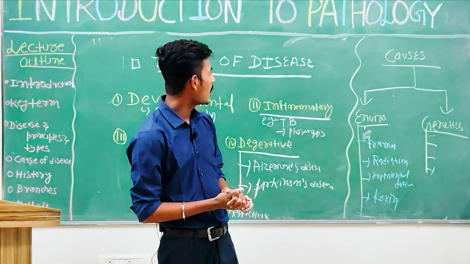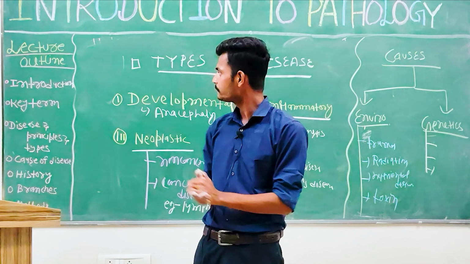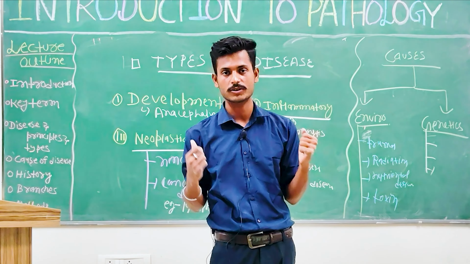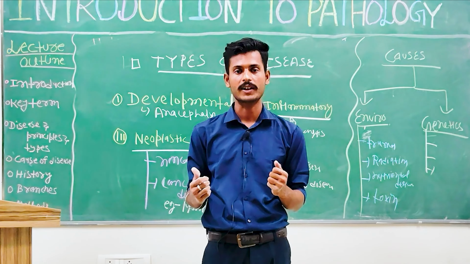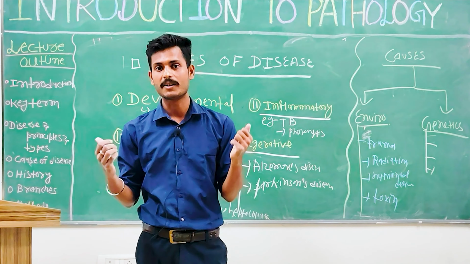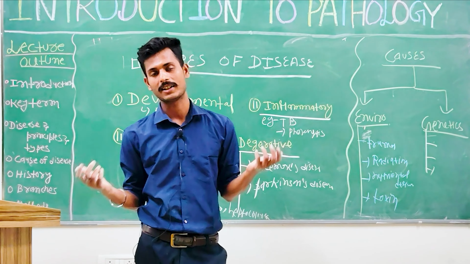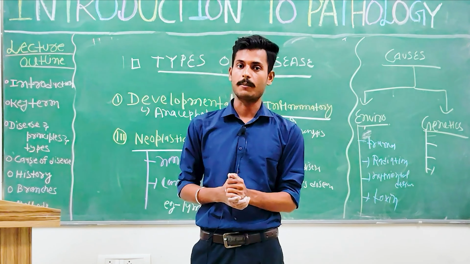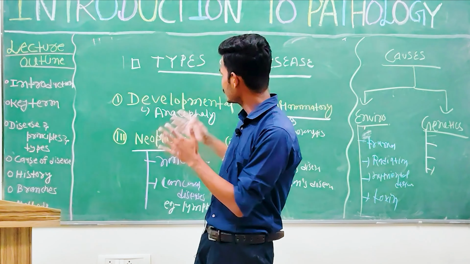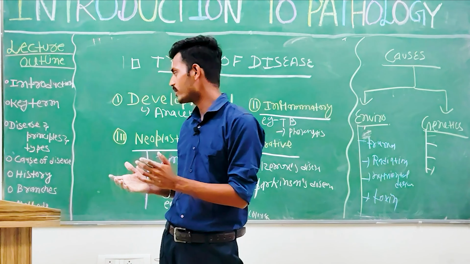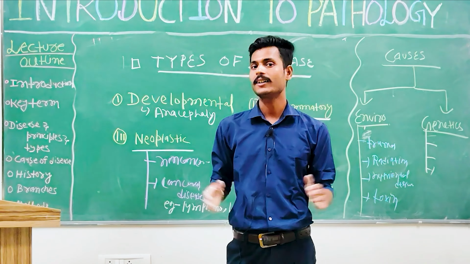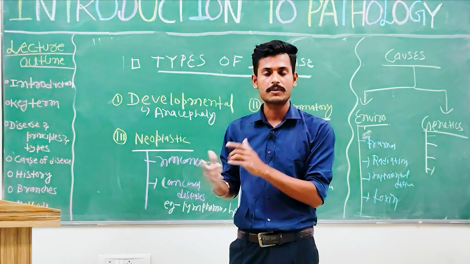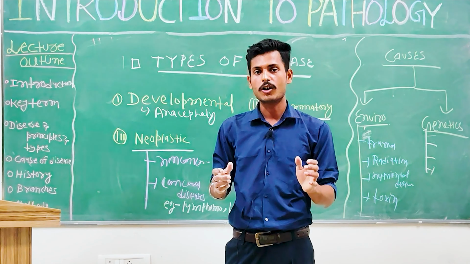Then we discussed certain terminologies in pathology, like what is meant by pathogen, pathogenesis, prognosis, and management. We also discussed what is meant by signs and symptoms. Then we discussed the classification of disease; diseases are of four types. Then we also discussed the history and the branches. In the next lecture we will cover another chapter, cell physiology and cell damage.